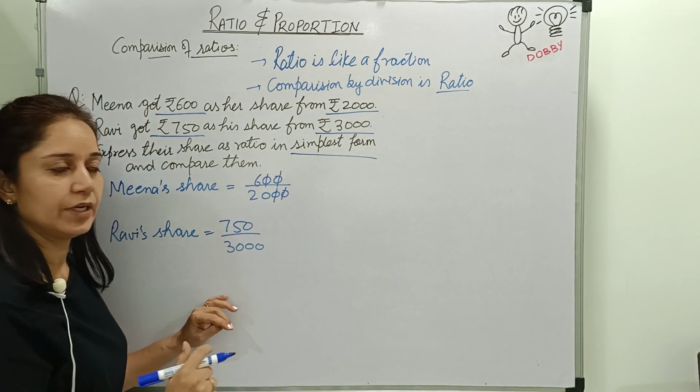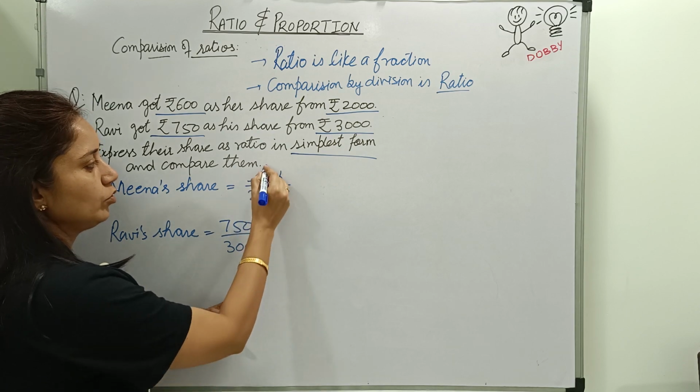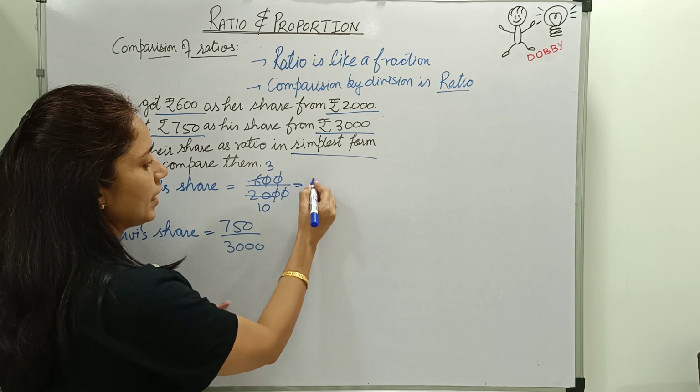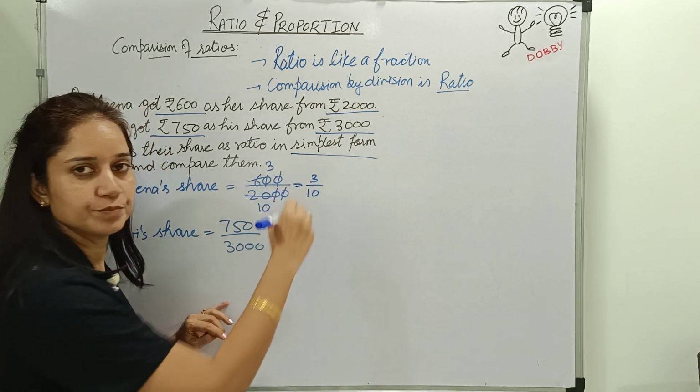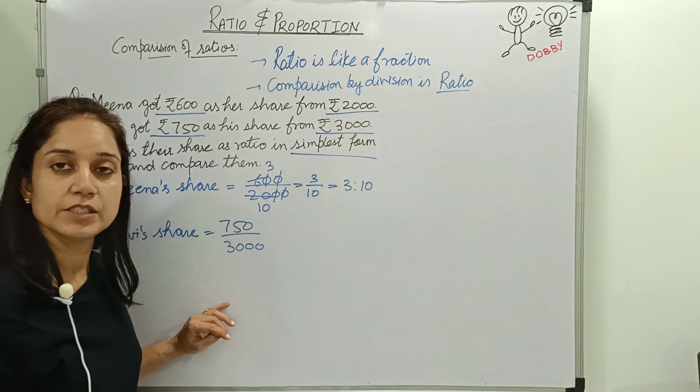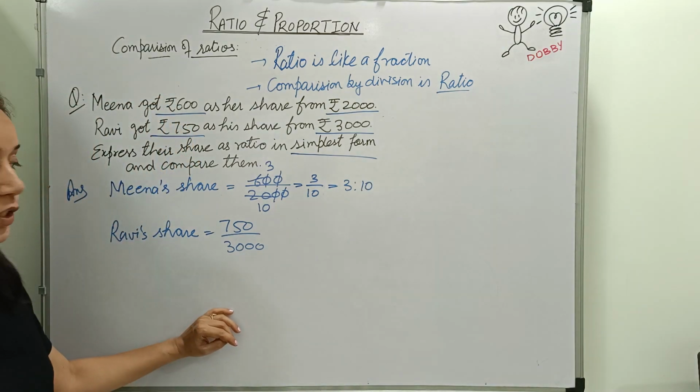Now 6 upon 20. Table of 2. 2 3s are 6. 2 10s are 20. No further cutting is possible as 3 and 10 are co-prime. So the ratio becomes 3:10. This is the simplest form of Meena's share.